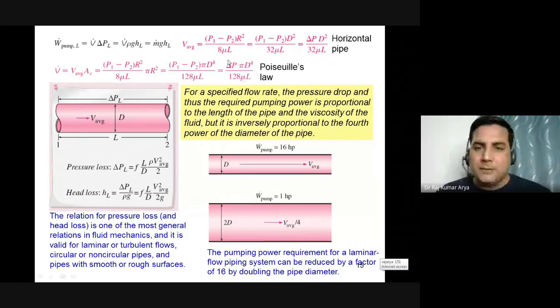So this is the Poiseuille equation. You should always remember it, and I asked this in the quiz also. So delta P is 128 Q mu L upon pi D to the power 4. That is another format.